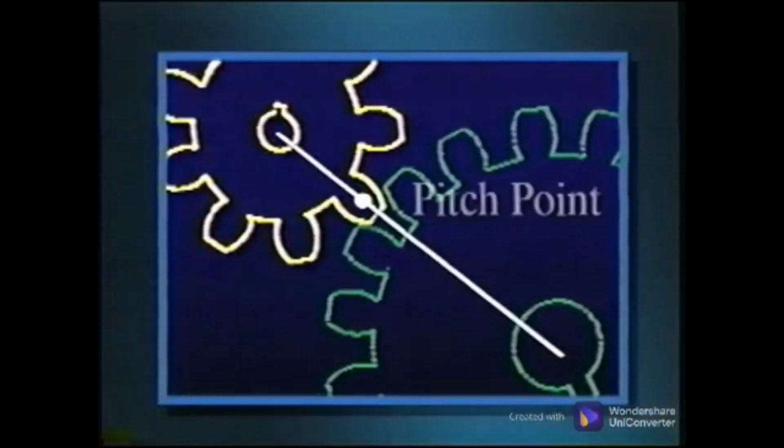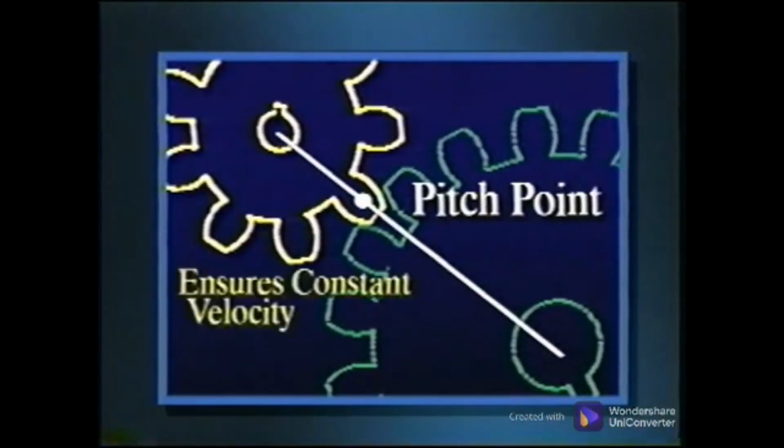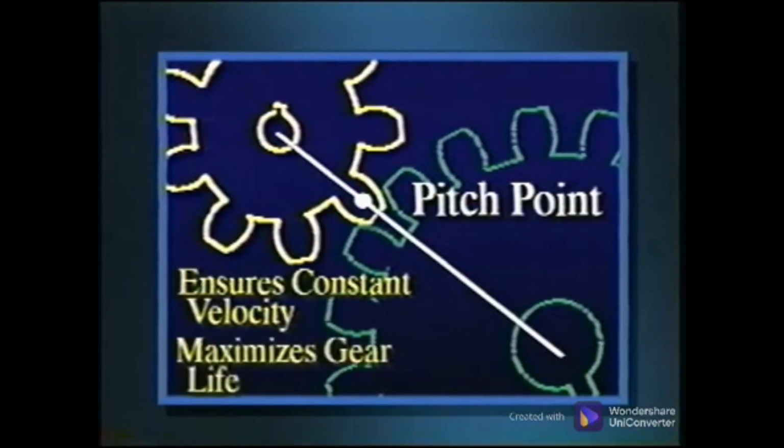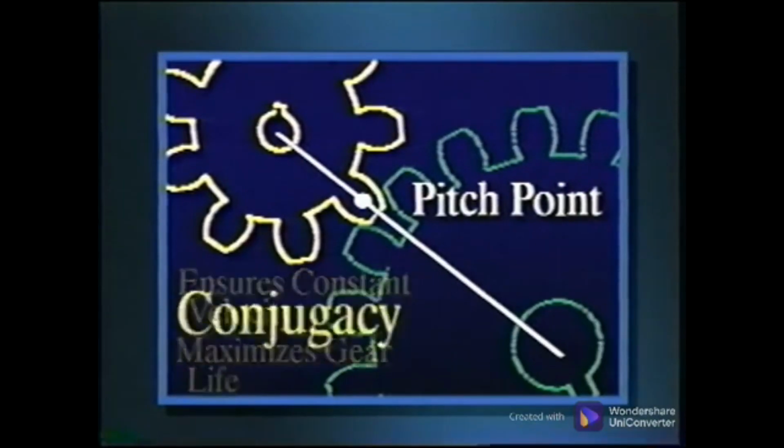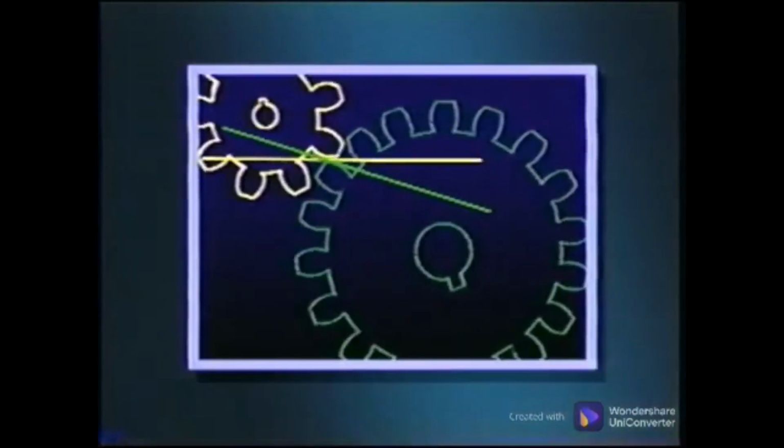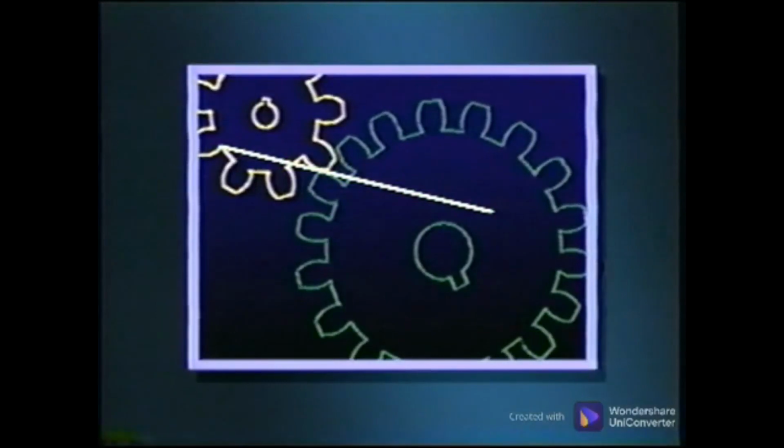The second criteria is met when this pitch point is on the center line of the gears. These criteria help ensure a constant speed or constant velocity of the gears and maximizes gear life. The term for these two criteria is conjugacy. A gear set that does not meet these conditions for conjugacy constantly adjusts the speed to compensate for imperfections and severely reduces gear life.